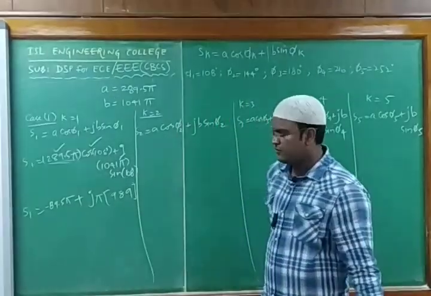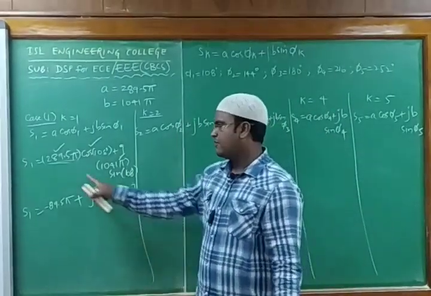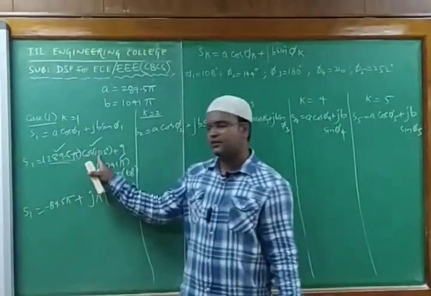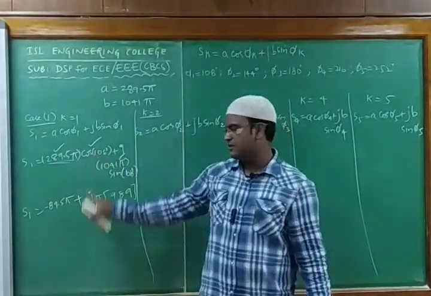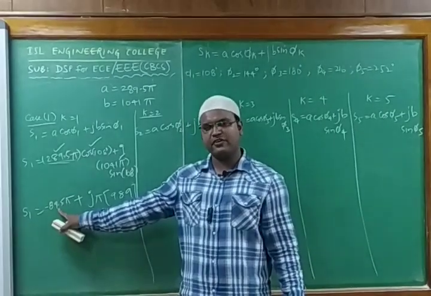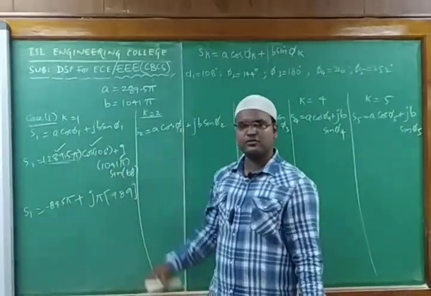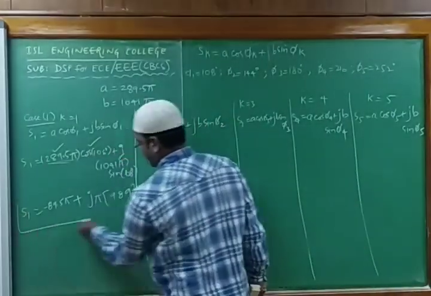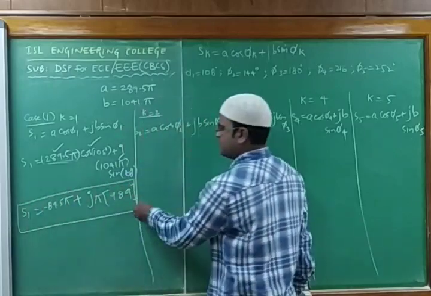So we got, students, for the first thing, what did we do? We kept pi as it is. We multiplied this parameter with cos 108, so we got minus 89.5 as the first parameter, and then the second. So this is the first pole we found. We got the value of S1.